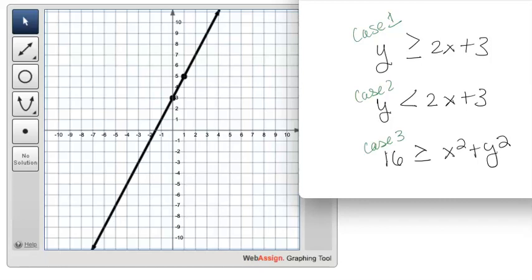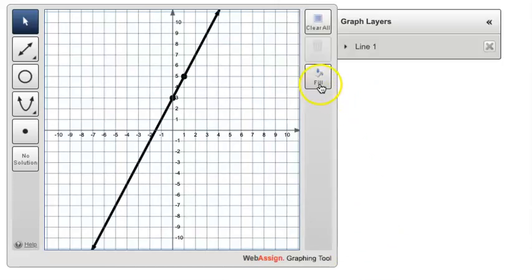If you don't know how to shade, please go back and watch the videos. All I'm showing you how to use here is our graphing tool on WebAssign. So I'm going to pick up my fill and I decide which side it goes on. Please watch the videos. I know it goes on this side, and we are ready to submit this question according to what we were asked.